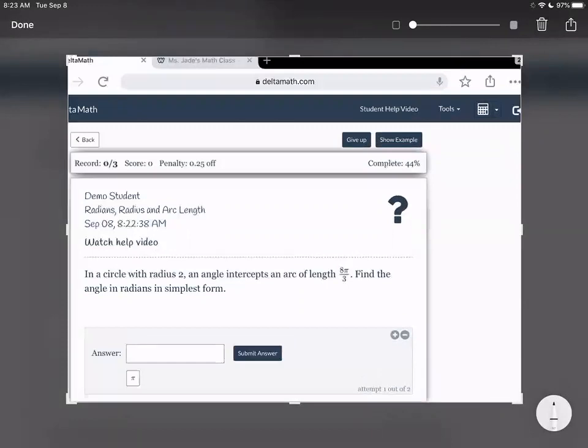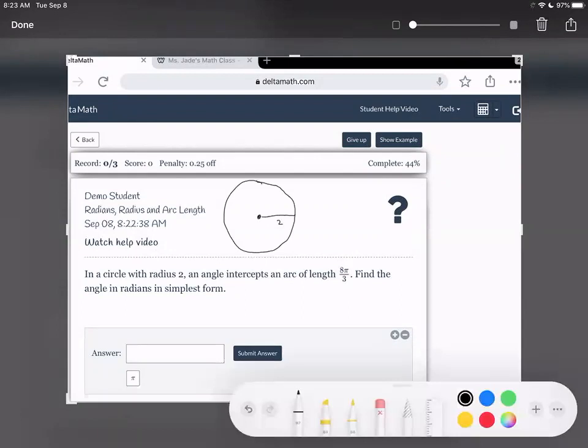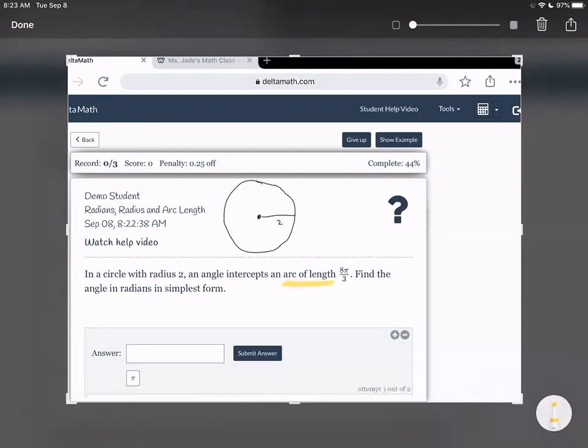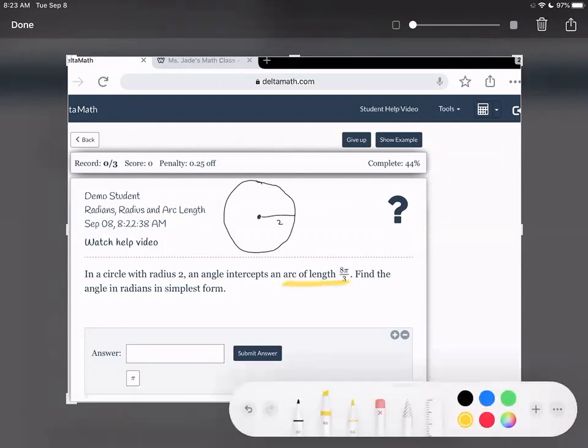So I'm gonna draw a little picture for you guys so you know what these are even talking about. So here's a circle, my best circle. No, it's not my best circle. Definitely not my best. Okay, here's a circle and the radius is 2. An angle intercepts an arc of length 8 pi over 3. So I'm just gonna underline that arc of length 8 pi over 3. And let's just highlight that.